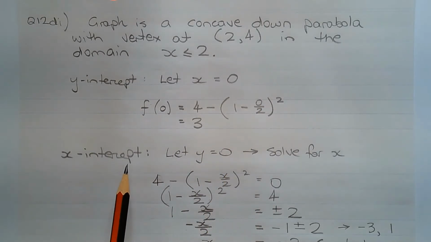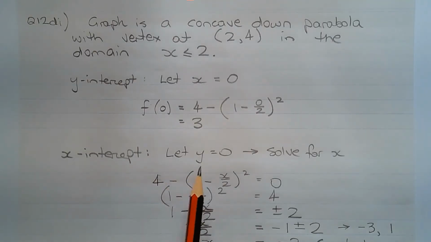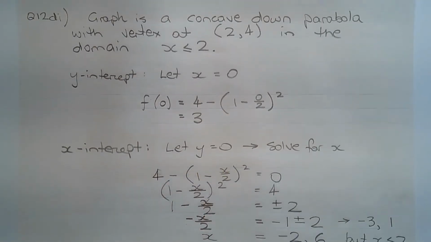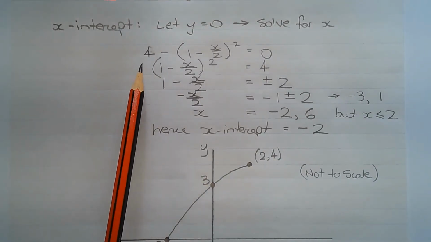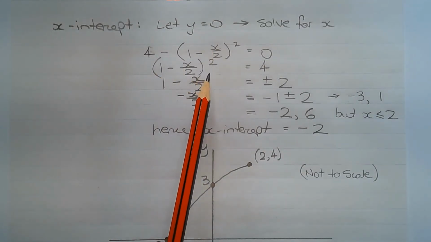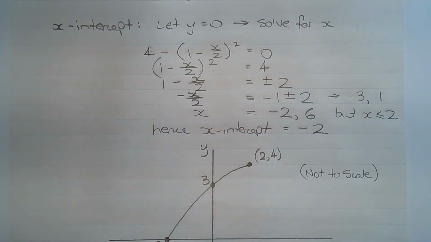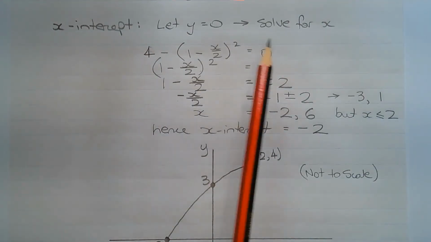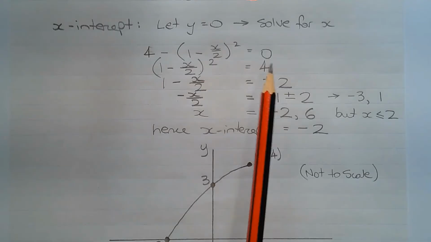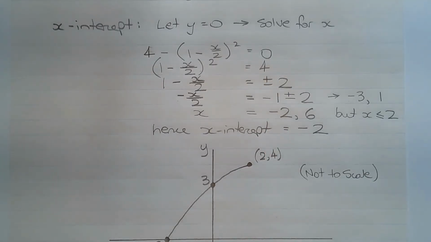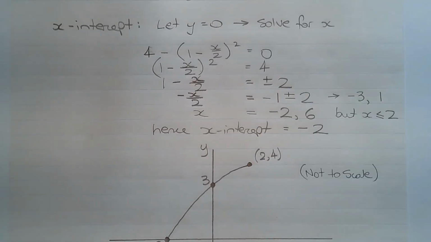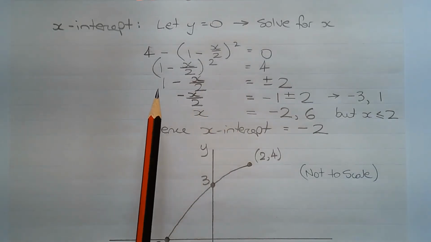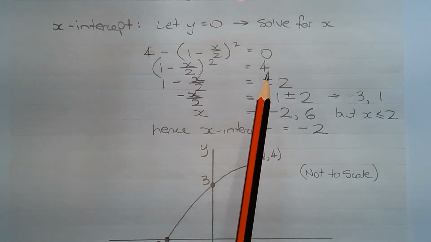To find the x-intercept, we let f of x, or y, equal 0 and solve for x. So we form the quadratic equation 4 minus (1 minus x over 2) all squared equals 0. Subtracting 4 from both sides and multiplying both sides by -1, so it does two steps in one, we have (1 minus x over 2) all squared is equal to 4. Taking the square root of both sides, we have 1 minus x over 2 is equal to plus or minus 2.